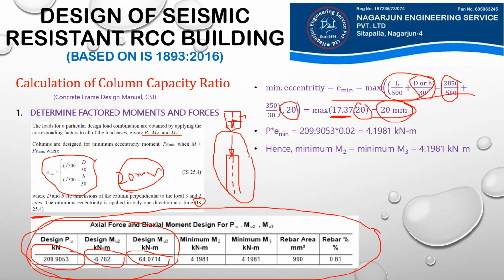As the software manual says, columns are designed for minimum eccentricity moment P into e minimum when the moment is less than P into e minimum. What is P here? 209.9053 kilonewton. So 209.9053 kilonewton into 0.02, which is 20 mm, we get 4.1981 kilonewton meter. Our minimum eccentricity is the same in both x and y direction, so our minimum moment due to eccentricity will also be the same, 4.1981 kilonewton meter, which we get here.